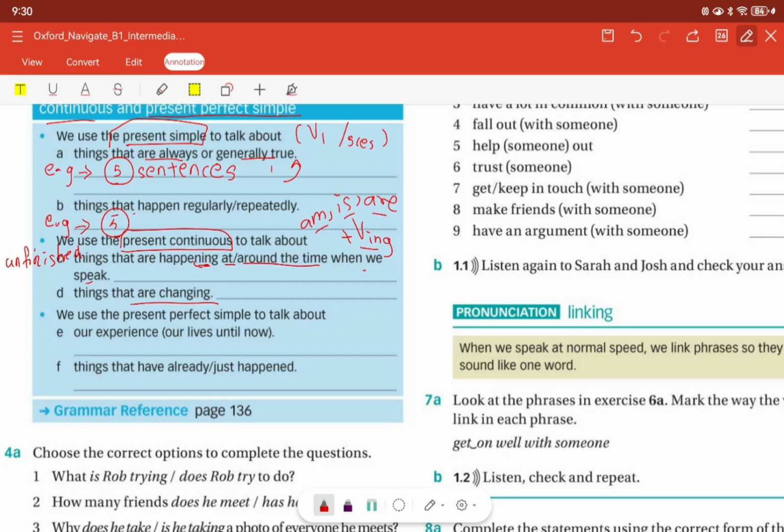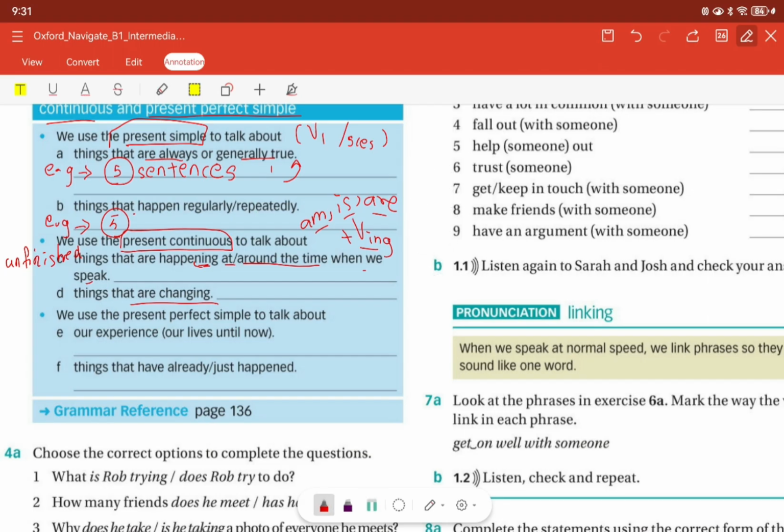For example, in 2010, the number of people who use social media is, let's say, 1 million, but in 2011 it becomes 2 million. In 2025 it becomes like 10 million. They are still changing, keep changing like that. So we also use present continuous with this kind of usage. Okay, we use it like that.